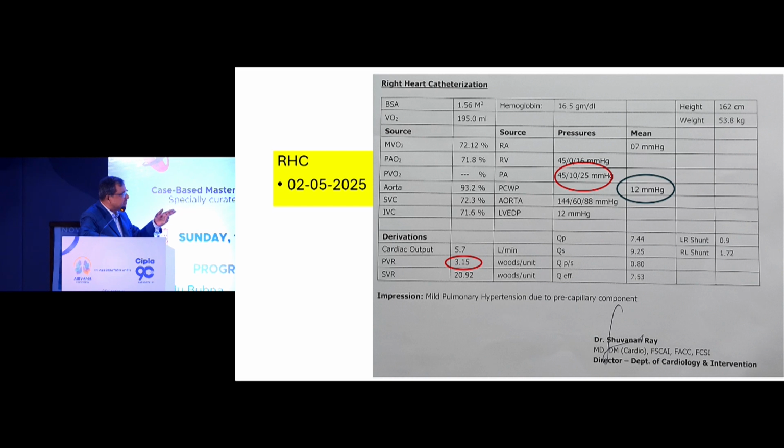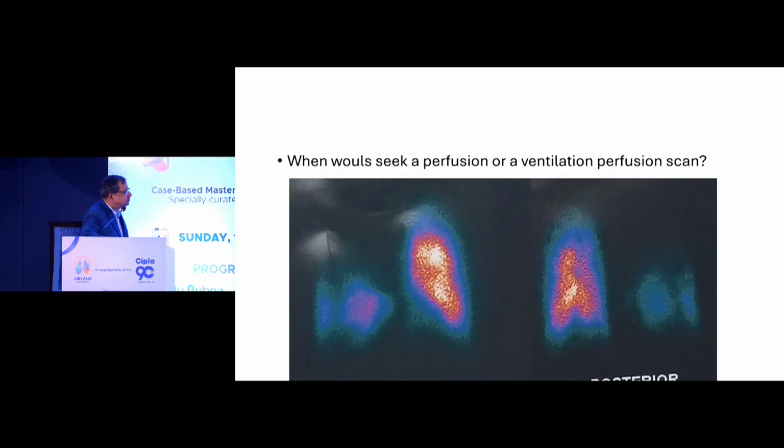Right heart catheterization showed a pulmonary capillary wedge pressure of 12 millimeters of mercury and a mean pulmonary pressure of 25 millimeters of mercury. Next. So the question is, when do we seek a perfusion scan or ventilation perfusion scan in a patient? Any of you can answer.